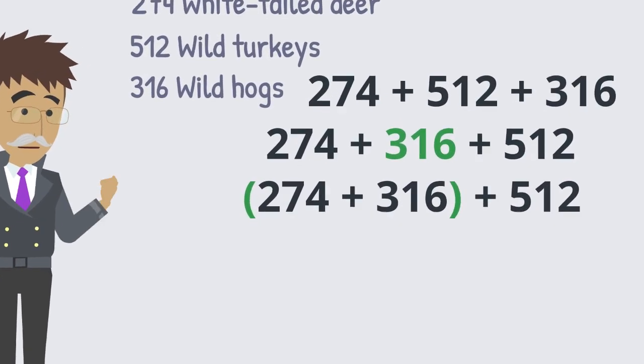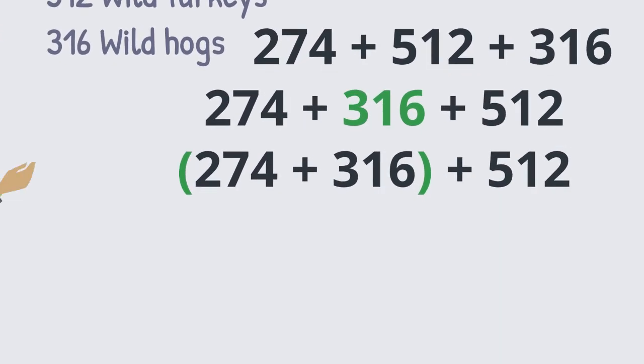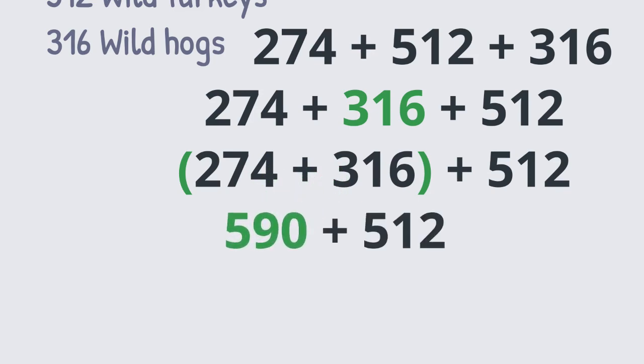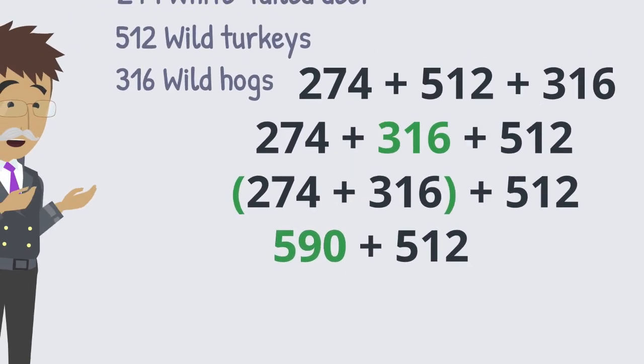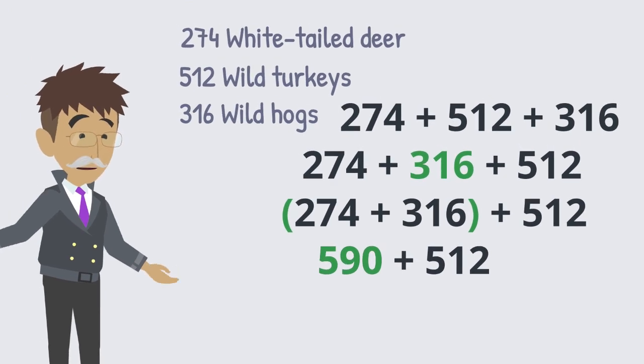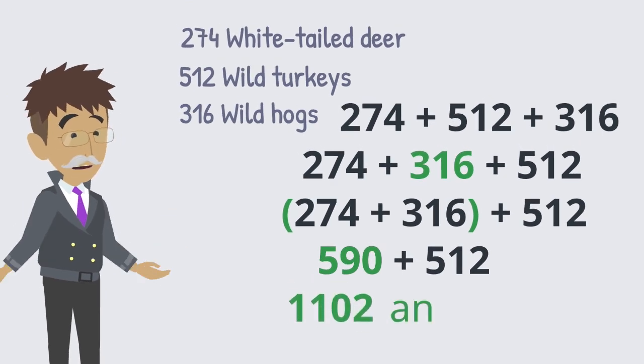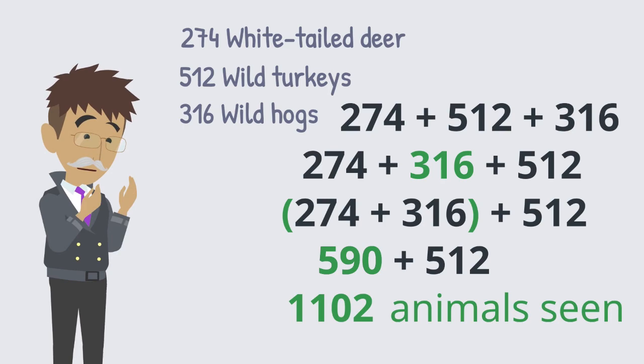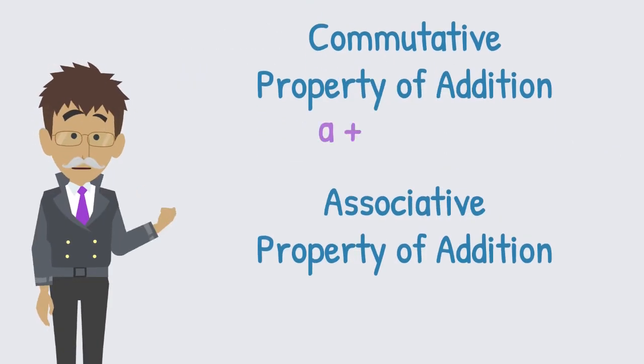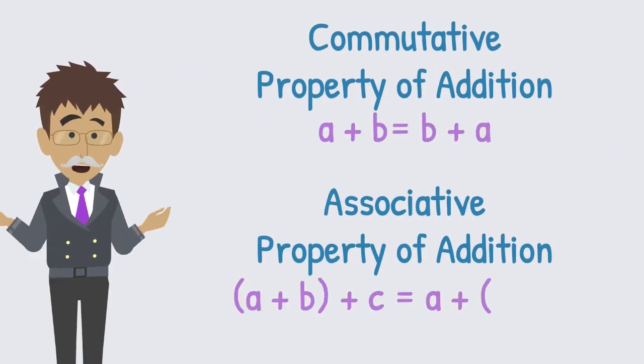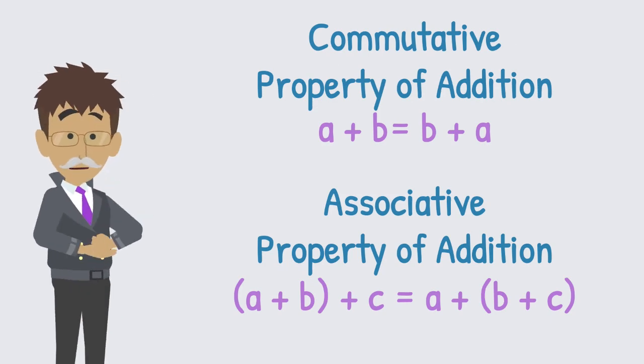I added these two first to take advantage of 4 and 6 making a set of 10. Adding these gives 590 and requires regrouping. Then I can add 512 for a total of 1,102 animals seen. The commutative and associative properties of addition are helpful properties that make calculating easier.